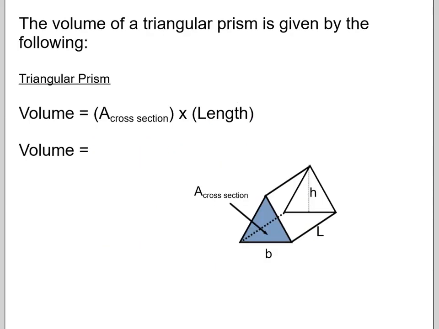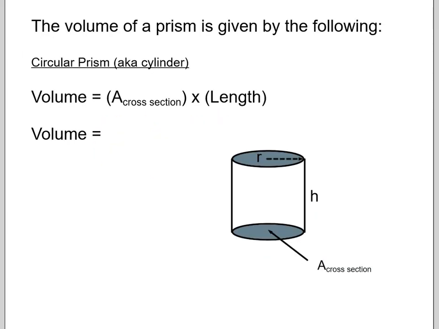Okay, so let's take a look at a triangular prism. We have a cross-sectional area here, all shaded in blue. The area of a triangle is 1/2 base times height. There's the height, there's the base, and then times the length, in this case the L matches up nicely. That's how long or how deep that shape is. So to get the volume, we would just multiply those values together. You're probably seeing a trend here.